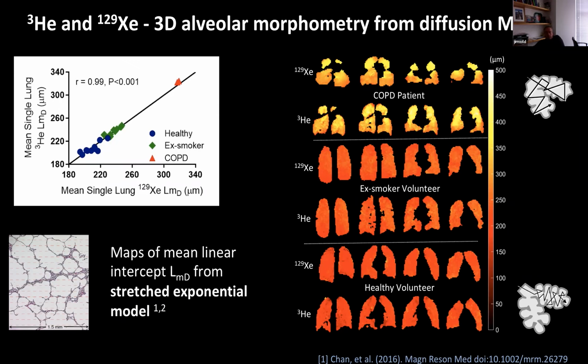We've shown that we've got this gradation and ability to measure alveolar disease progression as alveolar sizes increase with disease progression. So in smokers, we see elevated mean linear intercepts, and then in emphysema patients, we see further elevated mean linear intercept. So this is one of the tools that we've applied to COVID alongside ventilation.